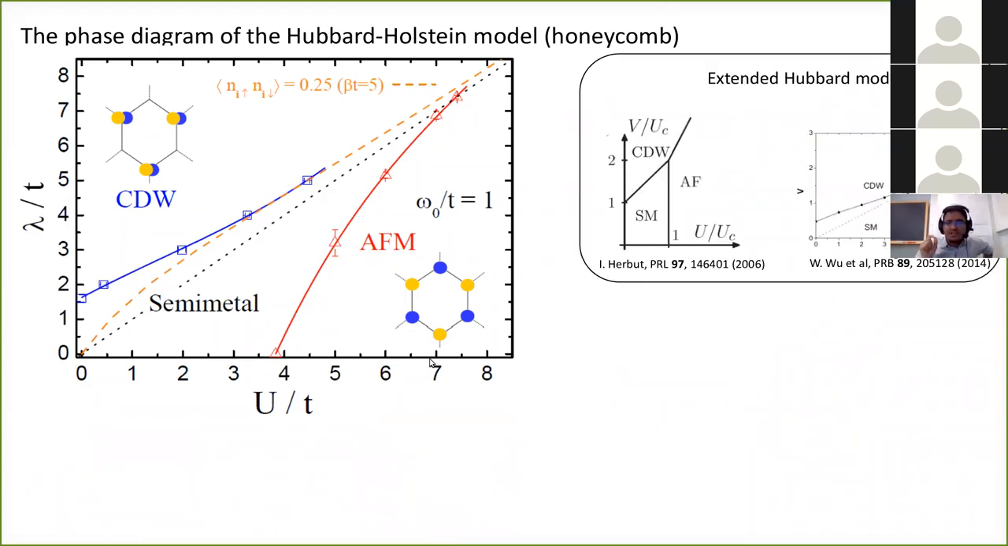Okay, I will just finish by comparing this phase diagram with two phase diagrams that we know in the literature. The first one is the extended Hubbard model. If you look at the phase diagram that we obtained and the phase diagram that people have obtained for the extended Hubbard model in the honeycomb, they are similar. But you have to take into account that here we cannot adjust the critical points as a function of omega, of the frequency. So there is no analogy between these two cases when you take into account the adiabaticity ratio. So it's similar, but very different.